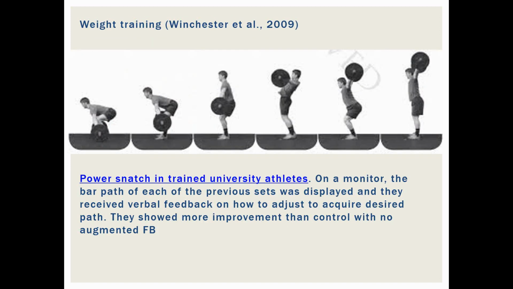a netball shot. And then finally, in a power snatch in trained university athletes, on a monitor, the bar path of each of the previous sets was displayed, and the learners received verbal augmented feedback on how to adjust to the desired bar path. They showed more performance improvements than controls who did not have that augmented feedback available.